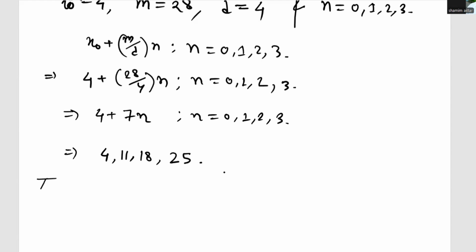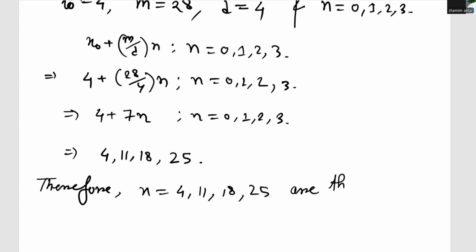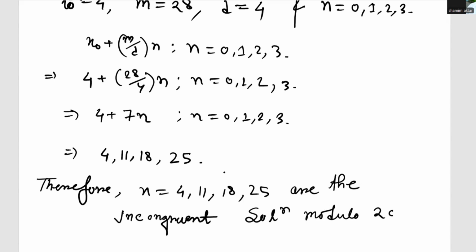Therefore x equal to 4, 11, 18 and 25 are the incongruent solutions modulo 28 of the linear congruence 16x ≡ 8 mod 28.